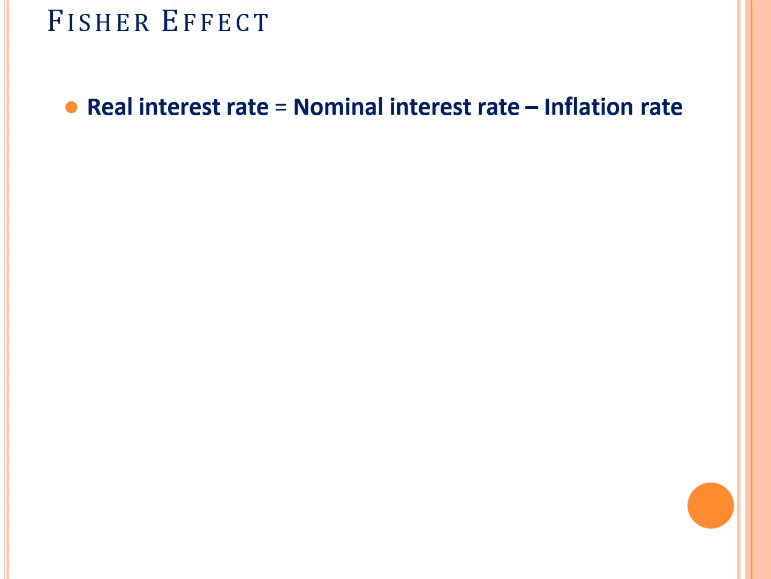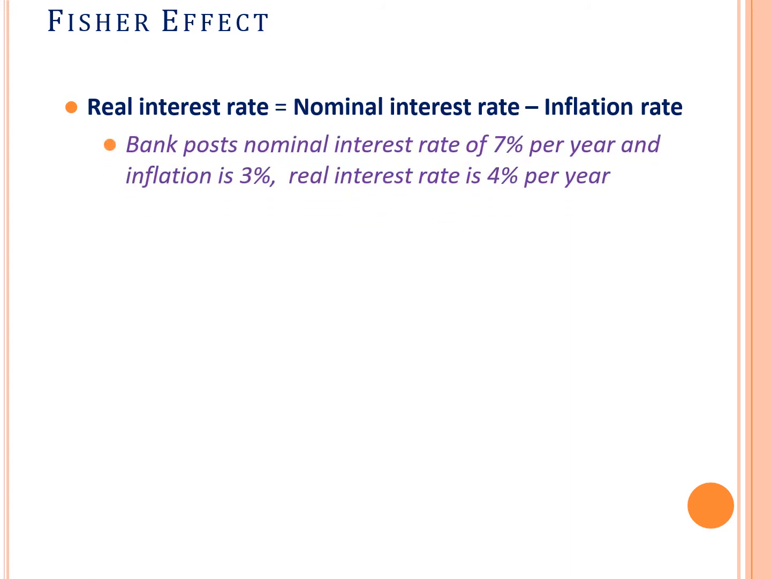There's a couple different formulas I'm going to give you to be able to figure this out, and it's actually really simple. Okay, so the real interest rate is equal to the nominal interest rate minus the rate of inflation. That's one of the first ones I want you to know. So go ahead and write that down. So let's say, for example, if a bank posts a nominal interest rate of 7% a year, and let's say that inflation is 3% a year, we can figure out that the real interest rate is 4% a year.